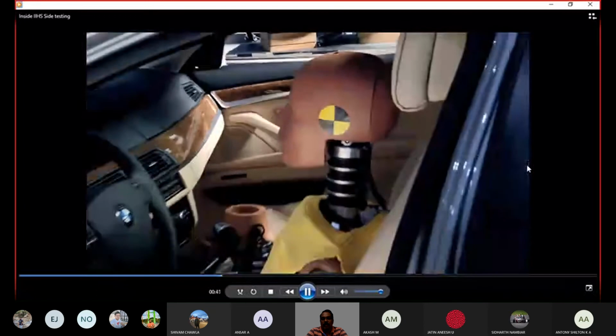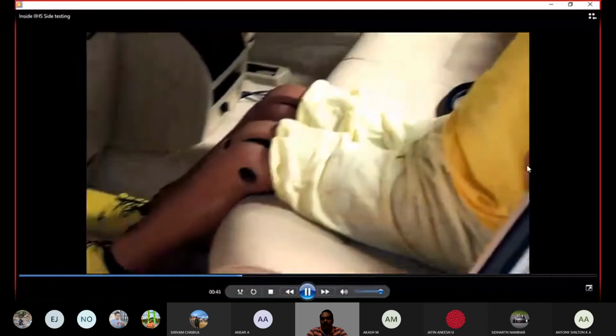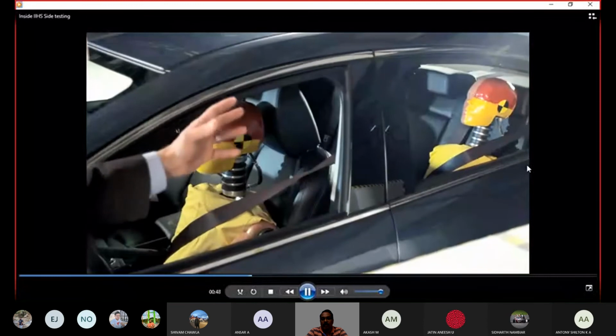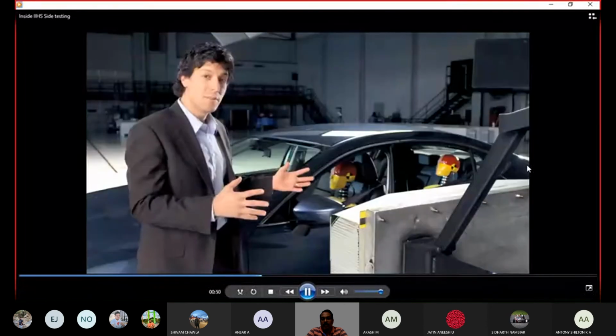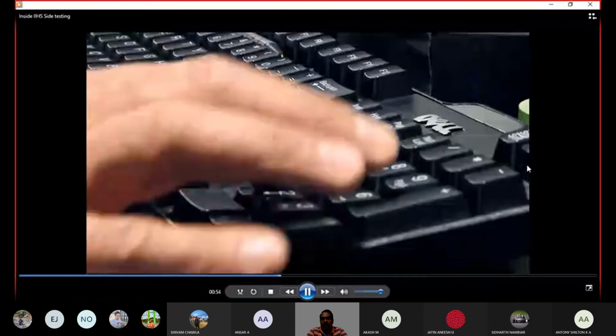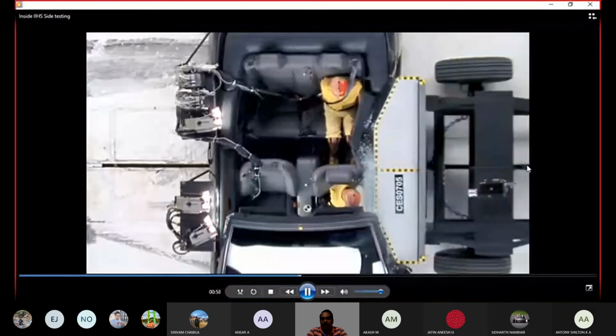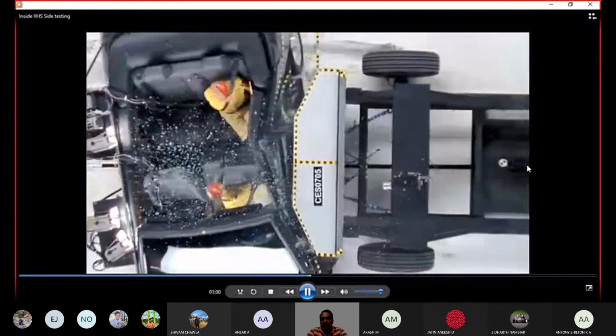In the vehicle, we have two dummies, one in the driver position, another in the left rear position. These dummies represent a small female and an adolescent. And in these dummies, we're collecting injury measures from the head, neck, chest, pelvis, and lower extremity regions in hopes of identifying the total injury risks to the occupant in this crash.